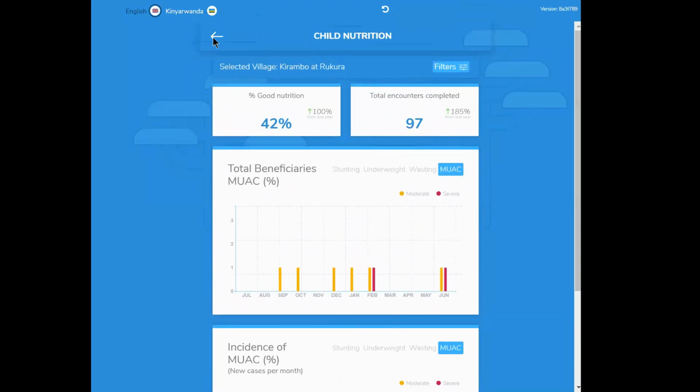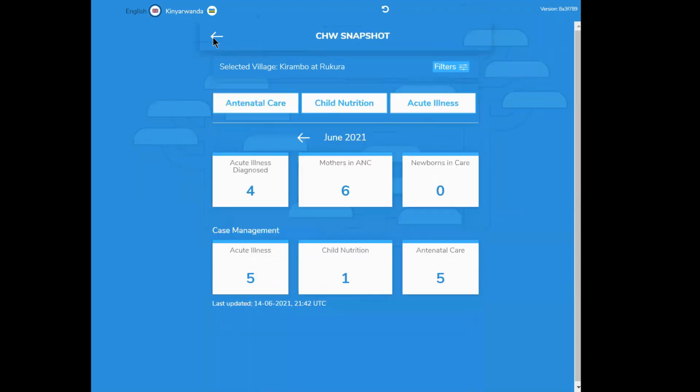And all of this information is aggregated at each level. So while Isa can see this information for her village, health centers can see all of this information for all villages, and hospitals can see all information for all health centers in their catchment area.